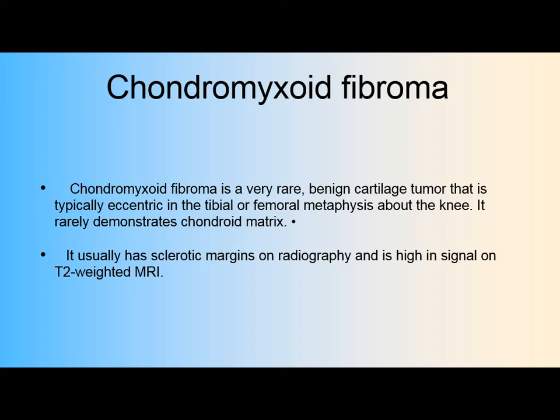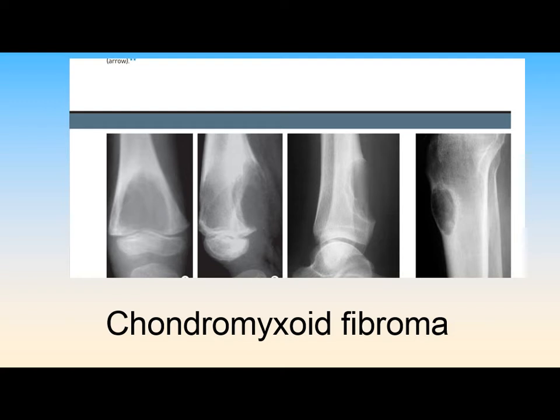Another topic is chondromyxoid fibroma. It is a very rare, benign cartilaginous tumor that is typically eccentric in the tibial or femoral metaphysis around the knee, and it rarely demonstrates chondroid matrix. It usually has a sclerotic margin on radiography and high signal on T2 MRI. This is the sclerotic margin of the lesion.